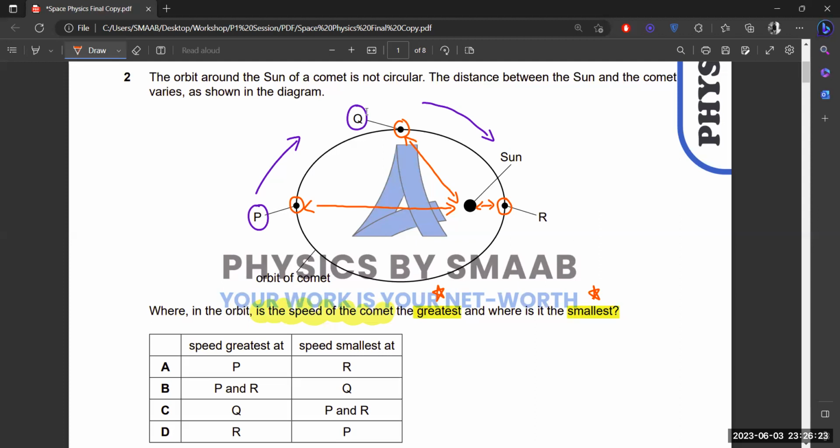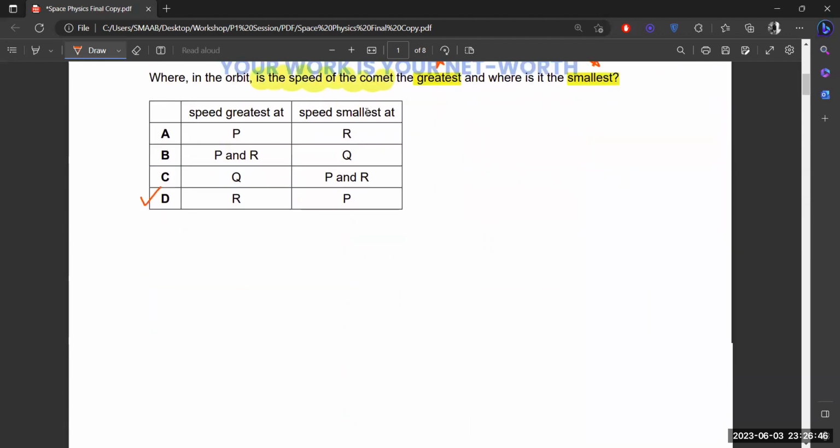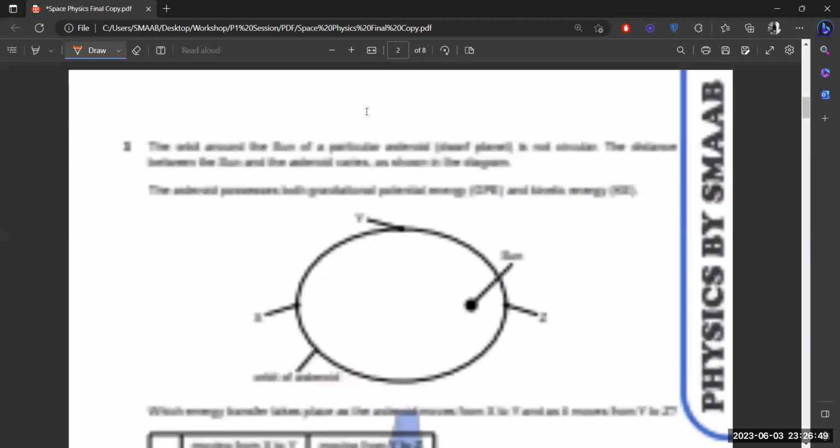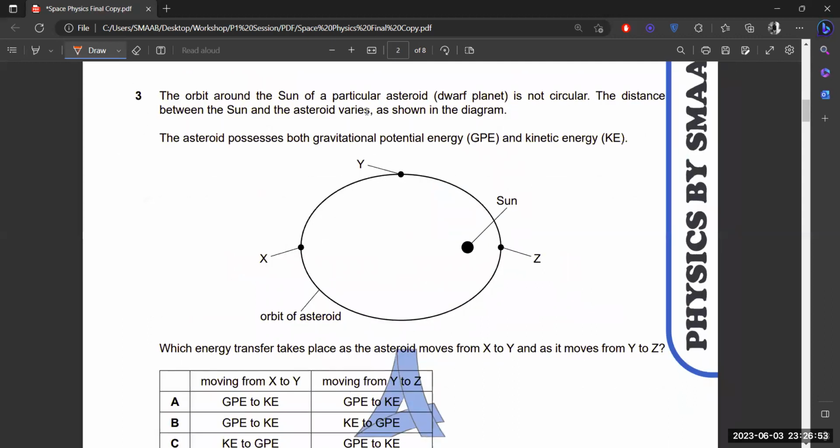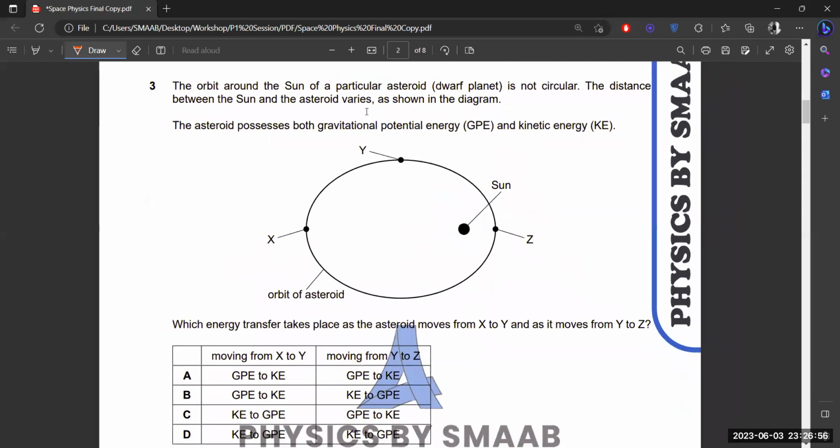So by using that concept, we can easily identify that speed will be greatest at R and speed will be lower at point P, because P is the greatest distance from the Sun as compared to Q and R. So the right option will be speed greatest at R and speed smallest at P. That is option D. Simple concept of gravitational strength or force of attraction between planets.